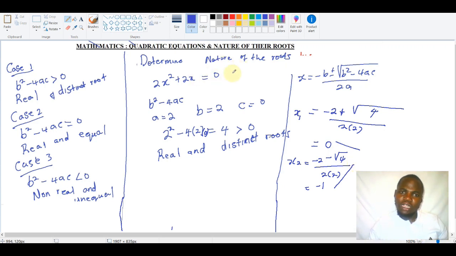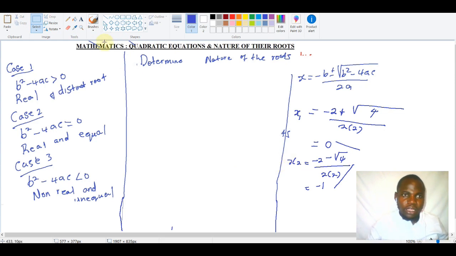Now let's look at another question. We evaluate the nature of the roots, or determine the nature of the roots. Let's look at the second question raised here. The second question we have here, we determine the nature of the roots. The first one we did. Now let's use this one.